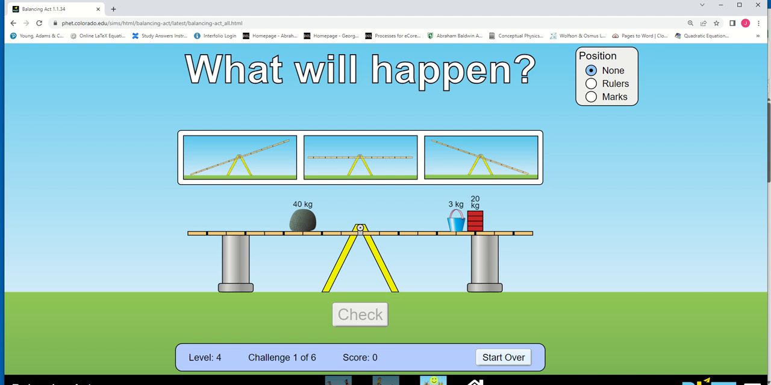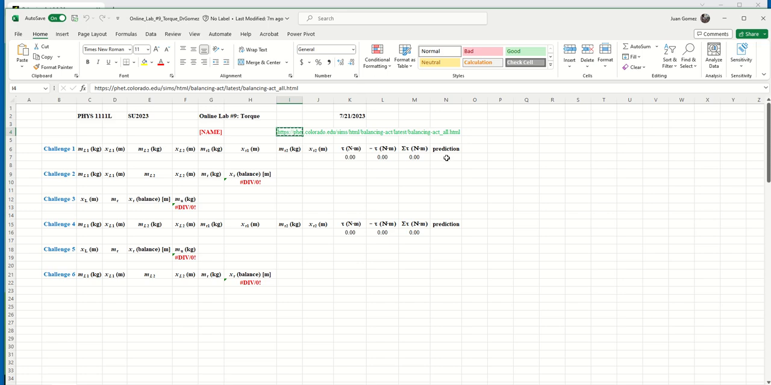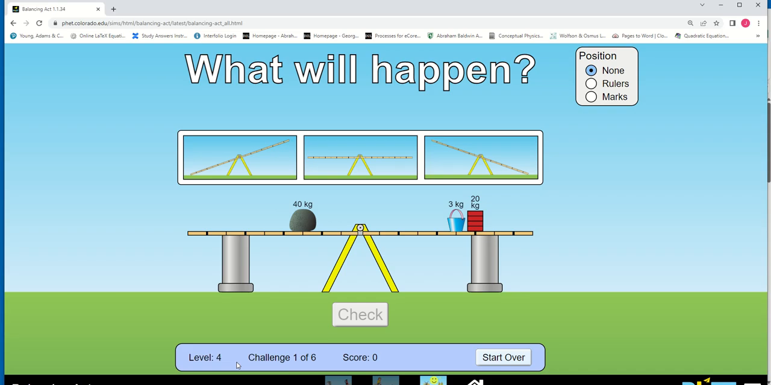And by that I mean, over here, prediction: will the system rotate clockwise or counterclockwise? If the sum of the net torques, and our pivot is the center of the bench, and we're going to click rulers. And now notice we have a torque created by the 40 kilogram mass, that's 0.75 meters to the left of the pivot. And then we have two torques: the torque created by the 3 kilogram at 1.25 meters, and the torque created by the 20 kilogram at 1.5 meters.